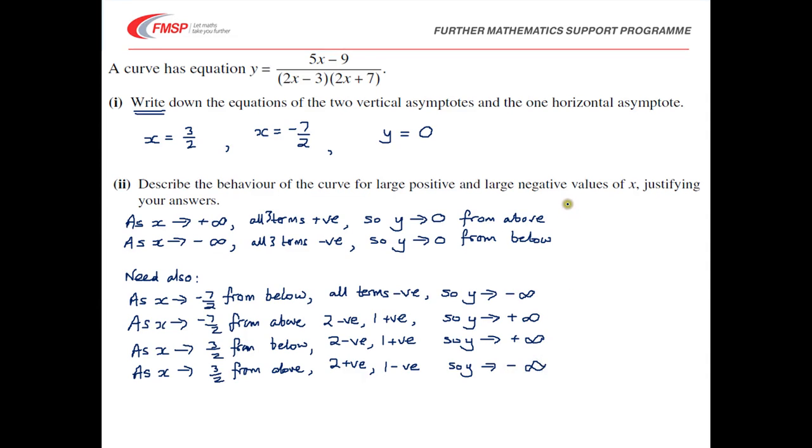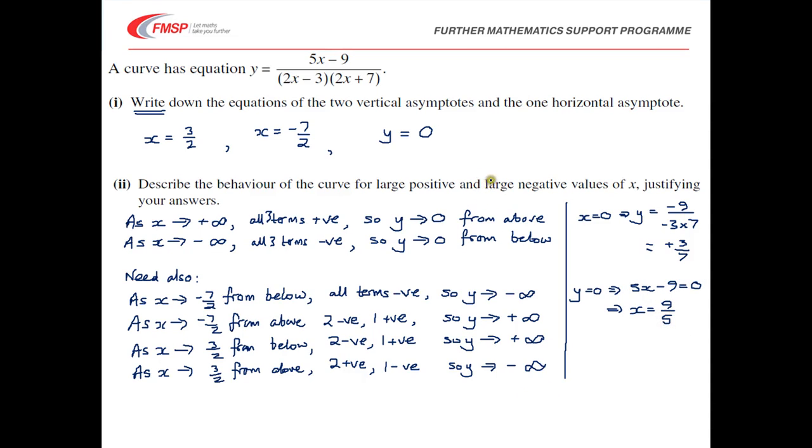We will also need the crossing points, so when x is 0, y is minus 9 over minus 3 times 7, which is plus 3/7. And if y is 0, then that means the numerator must be 0, so 5x minus 9 is 0, and therefore x is 9 over 5.